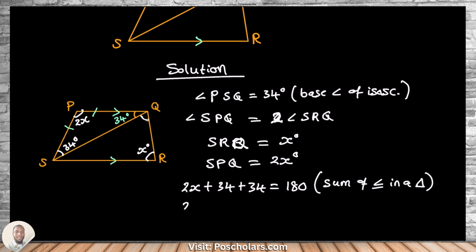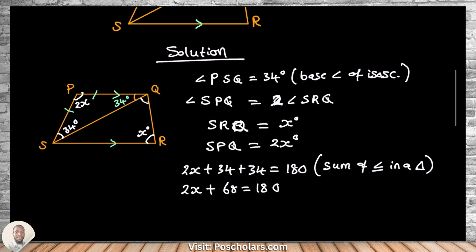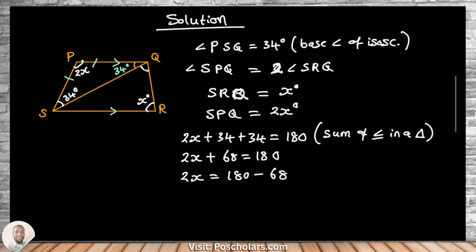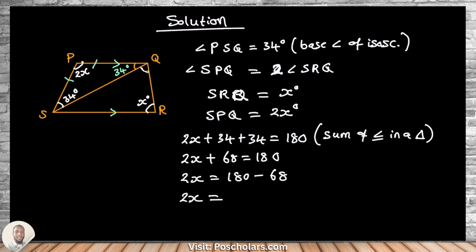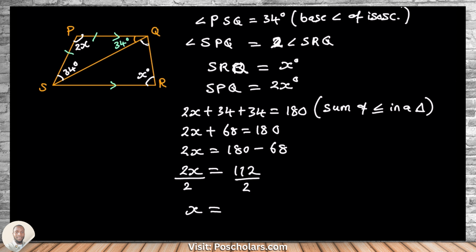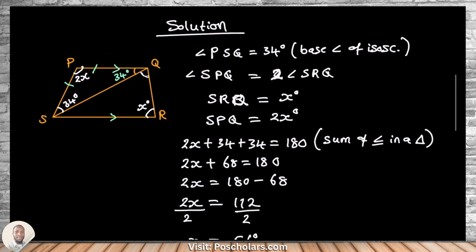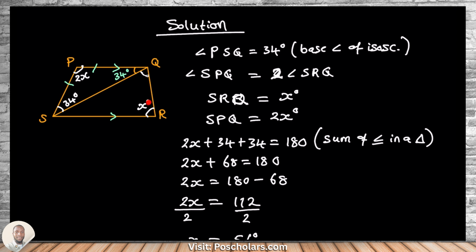So we continue by saying 2x plus 34 plus 34 gives 68, equals 180 degrees. Now we subtract 68 from both sides, then we have 2x equals 180 minus 68, which gives 112. Then you divide both sides by 2. Now you are left with x being equal to 56 degrees. Now we have gotten the value of x. The value of x is 56. So if here is 56 degrees, this angle will be 56 times 2, which is equal to 112 degrees.